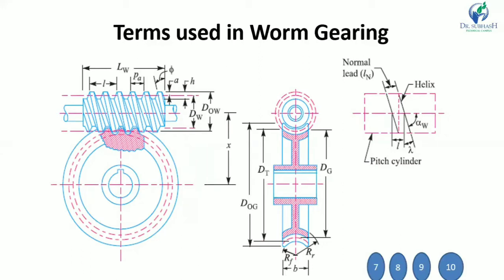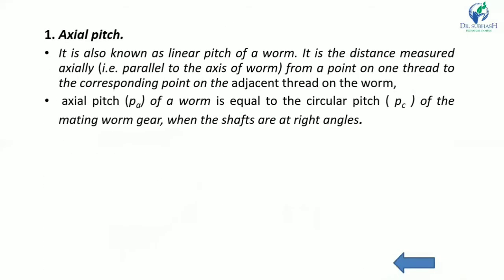The axial pitch of the worm is equal to the circular pitch PC of the mating worm gear. So PA is equal to PC of the mating worm gear when the shafts are at right angle. Here you can see in this case both the shafts are at right angle, so PA is equal to PC, the circular pitch of the worm gear. So, axial pitch.